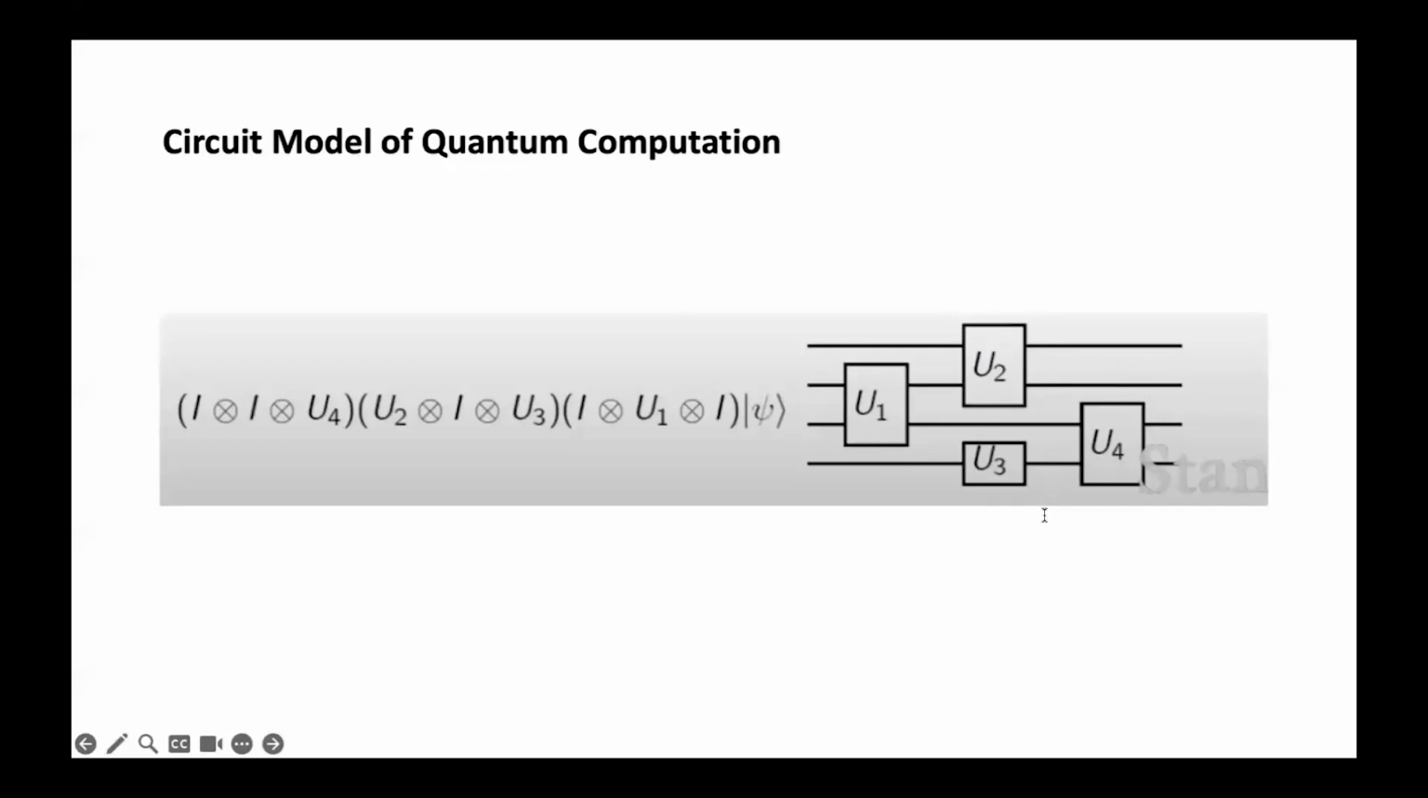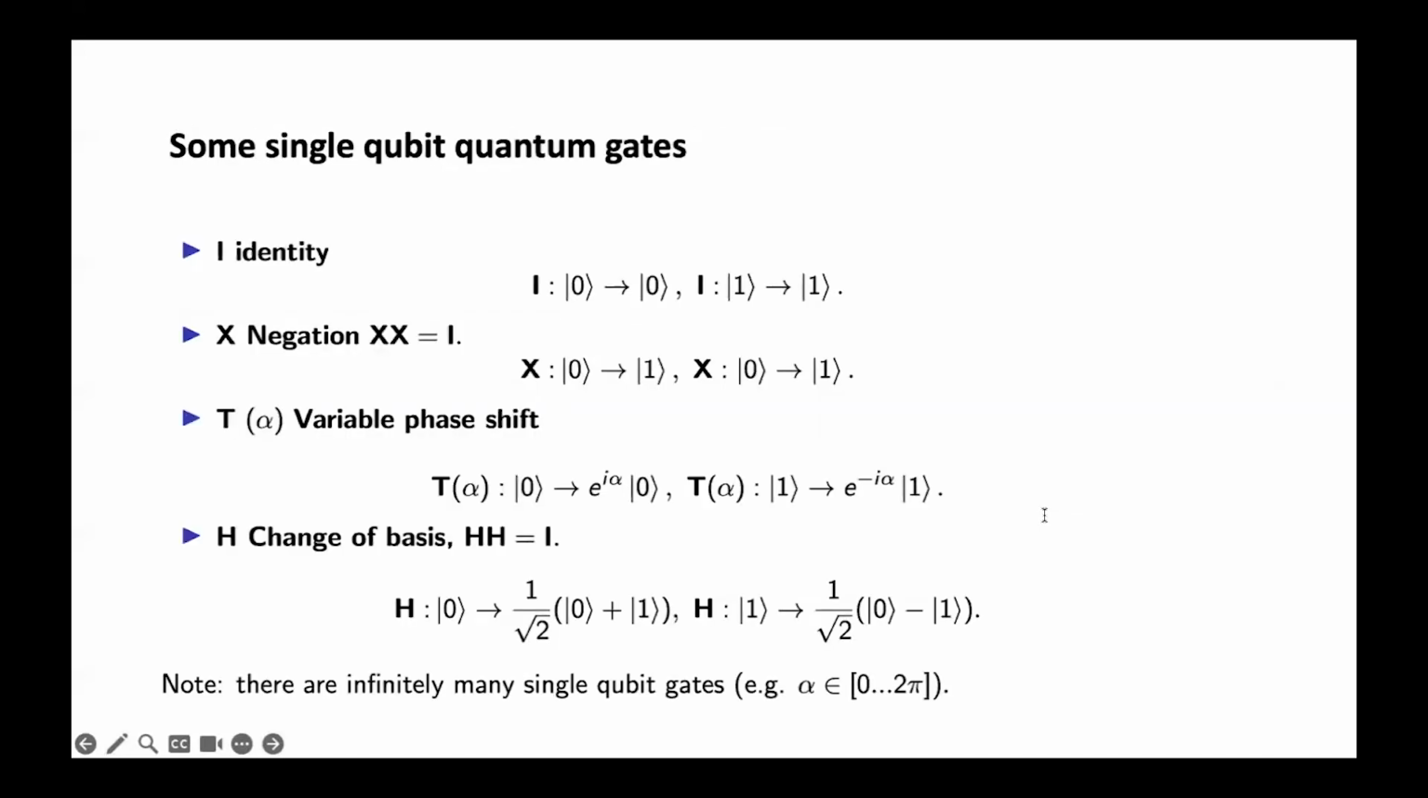And here are some examples of gates. Some single qubit gates are presented here. The first two do not need any explanation. The first is the identity. It maps 0 to 0, 1 to 1. The second is negation. It maps 0 to 1 and 1 to 0. Okay, I should have written there 1, 0.